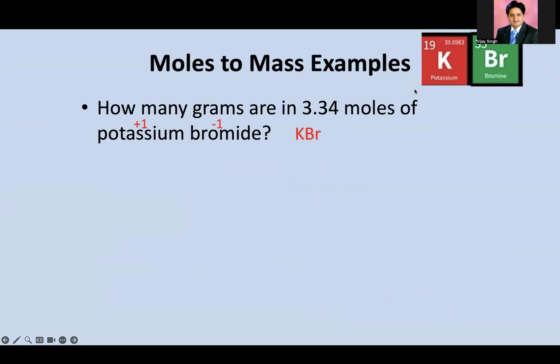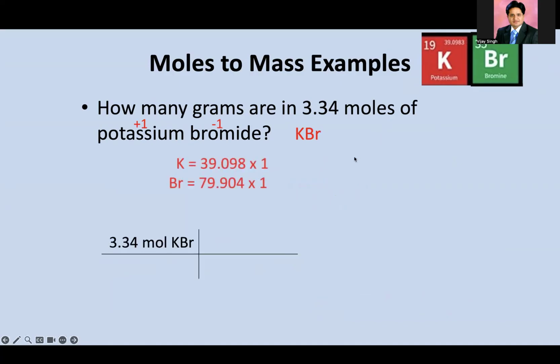Look at the periodic table for the mass of potassium and bromine, and you add the masses. So you have 39.098 for potassium and 79.904 for bromine. You add them and you get 119.002 grams. So it means that 1 mole of potassium bromide weighs 119.002 grams. And the question is, how many grams are there in 3.34 moles?